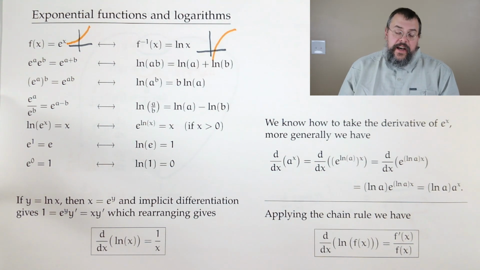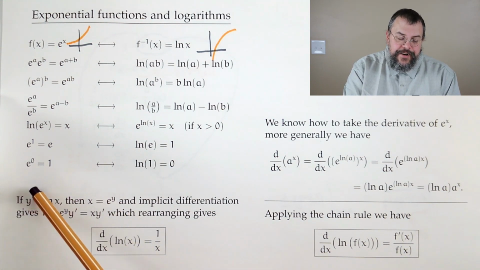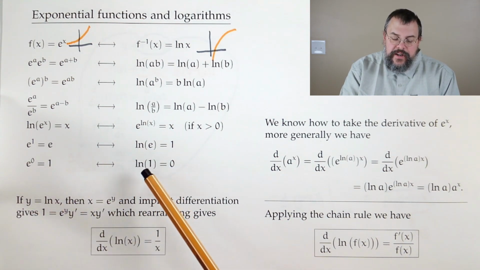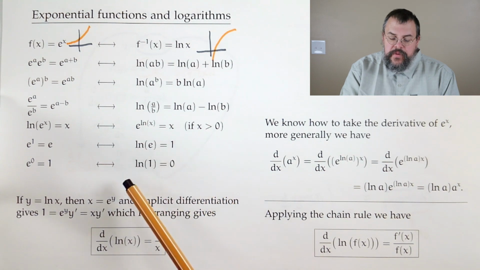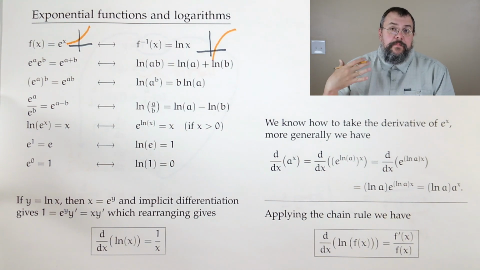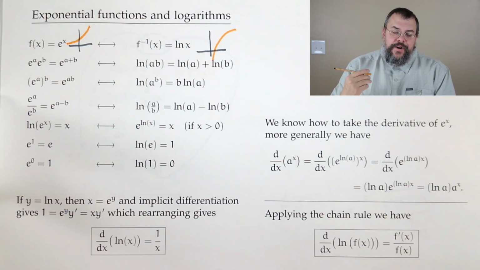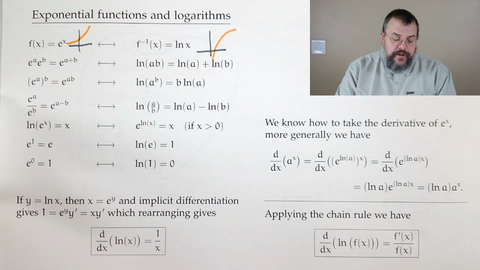A few other quick facts. e to the 1 is e, and e to the 0 is 1. So that translates into log of e is 1, and log of 1 is 0. Now, I often say log for natural log, but natural log is the best log. And why is it the best log? Well, it's the best log for the following reason.